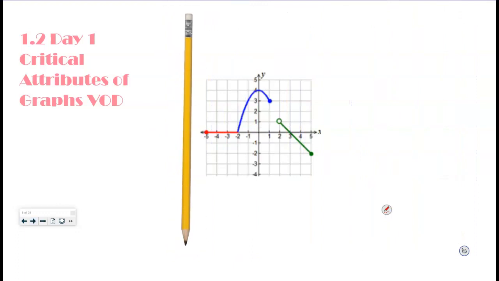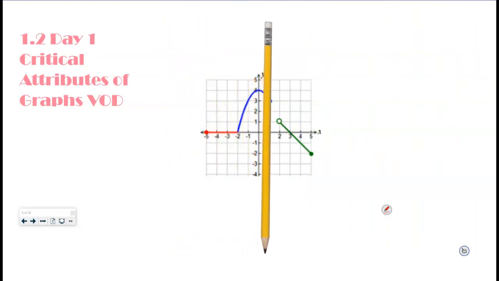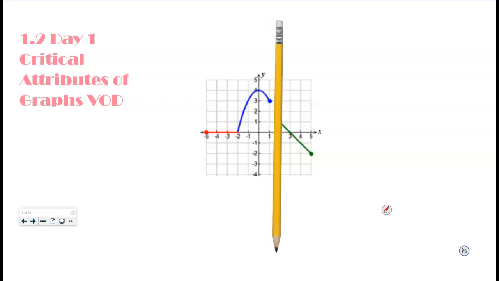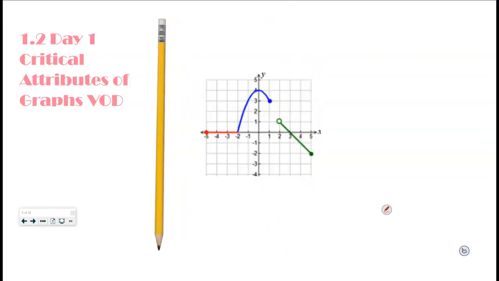So first of all, is it going to be a function? Scanning, I'm only touching one point. Oh, I have to hop over to this side, but this is continuous here. So is the graph continuous? Not really. However, I am still going to use interval notation, and I'll show you why.